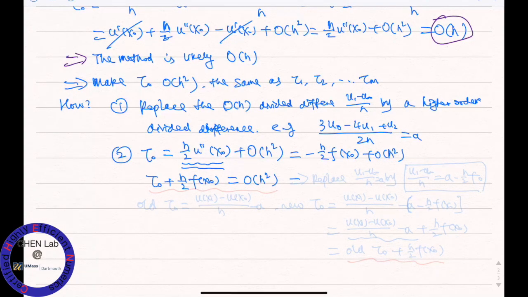This means that we can replace u1 minus u0 divided by h, which is equal to a, by u1 minus u0 divided by h is equal to a minus h over 2 f0. Okay, f0. Then we're done.